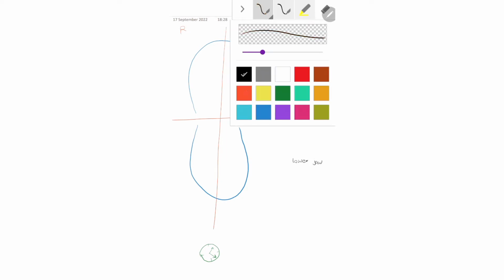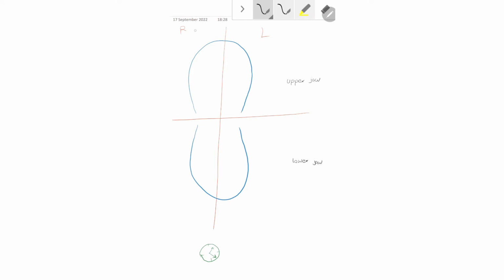The upper right side is the first quadrant, and the upper left side is the second quadrant. The lower left side is the third quadrant, and the fourth quadrant is located on the lower right side. See, it is clockwise numbering. Now let's number each tooth.